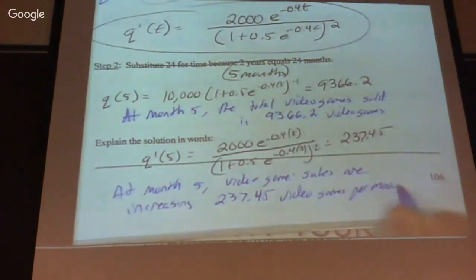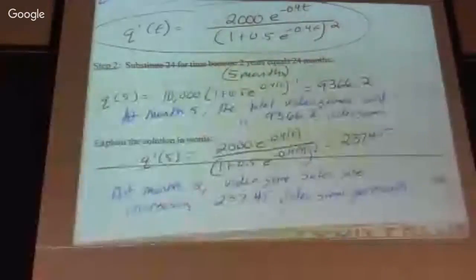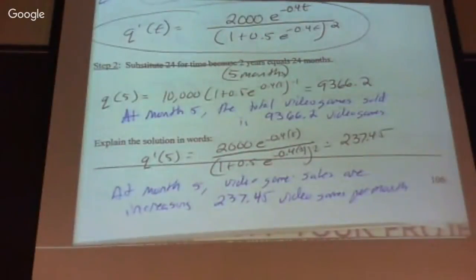Would I mark it wrong if you don't have per month? Of course, because it's wrong. Are we okay? What if we have no decimal? Yeah, if you just round it to video games, that's fine. Again, you're showing your work for all of them. That's the most important part.